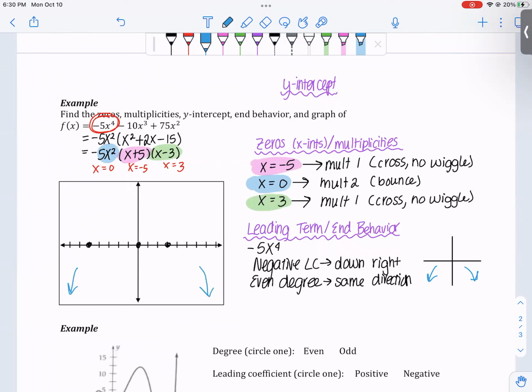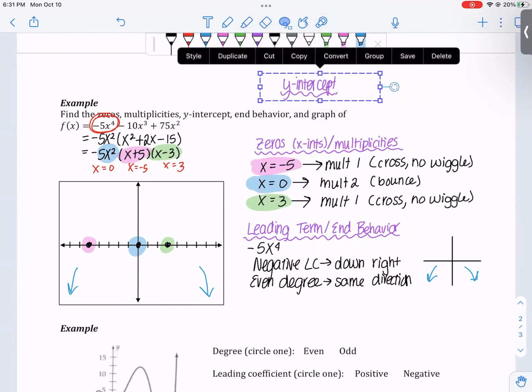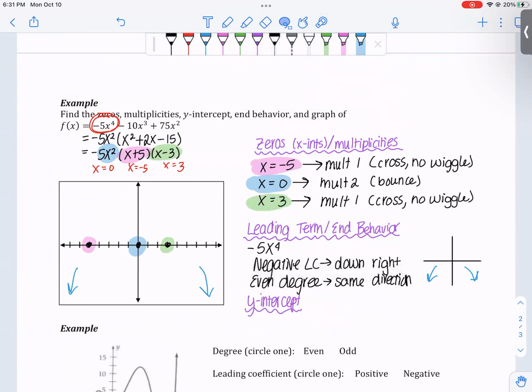So I know that's my end behavior. Then when I go to draw my graph, the y-intercept is super uninteresting. We already talked about what happens when you have an x-intercept of 0. If you have an x-intercept of 0, then you have a y-intercept of 0. And that's already drawn. It's right here. You just have to do this.